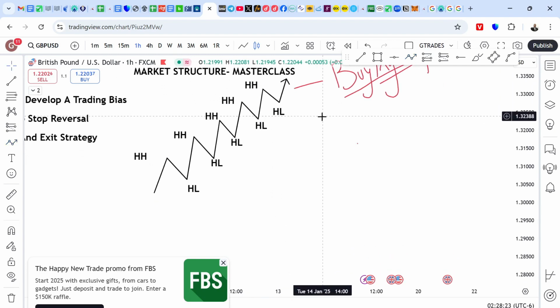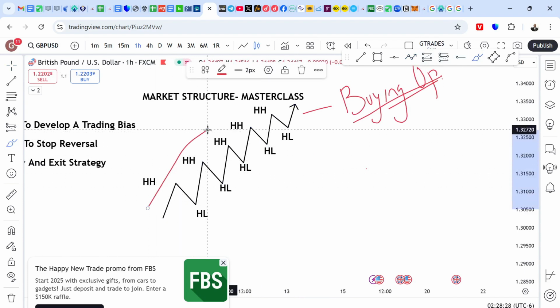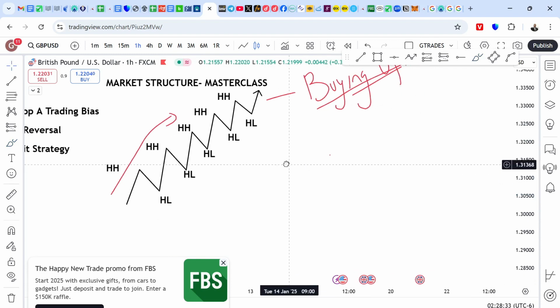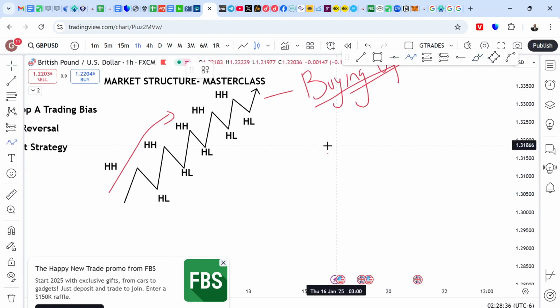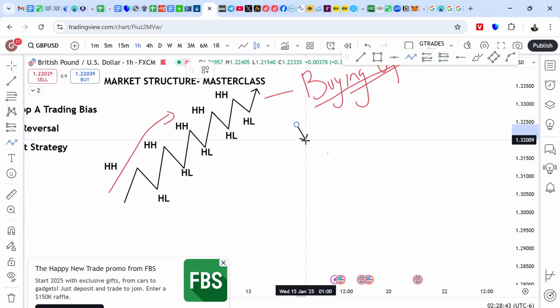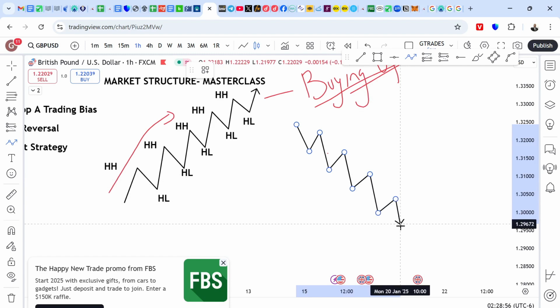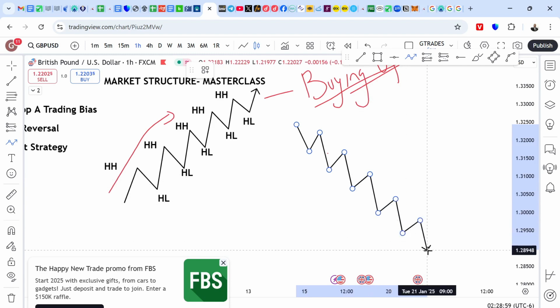Okay, now this is in an uptrend. Now what about a market that is in a downtrend, moving down this way? How do we identify the characteristics of a downtrend? How we identify it is we have a series of lower lows, lower highs, lower lows, lower highs, and lower low, right?